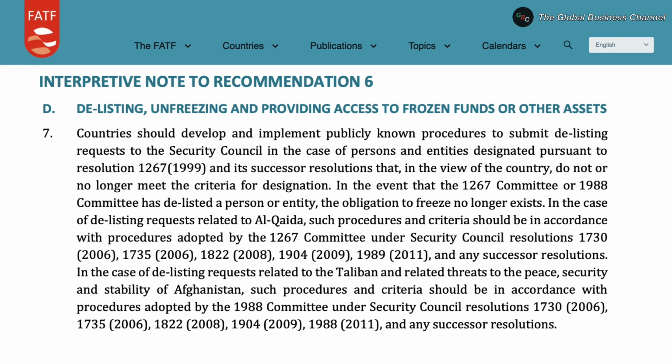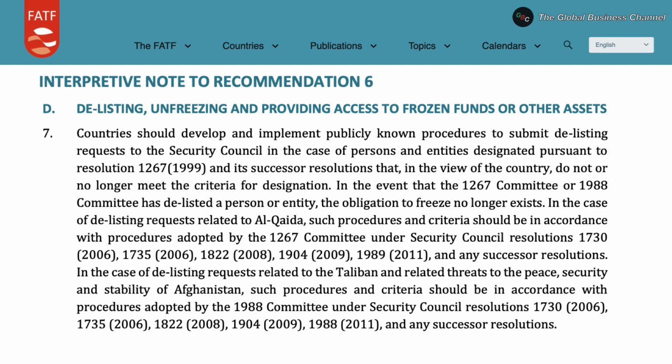Section D concerns delisting, unfreezing, and providing access to frozen funds or other assets. And Interpretative Note 7 asserts that countries should establish and implement public procedures for submitting delisting requests to the UN Security Council for individuals or entities designated under Resolution 1267 and its successors if they believe the criteria for designation are no longer met. Once a person or entity is delisted by the 1267 or 1988 committees, the freezing obligation is then lifted.